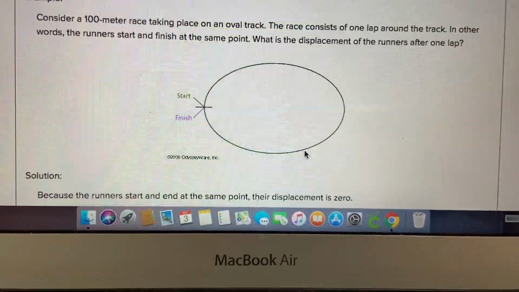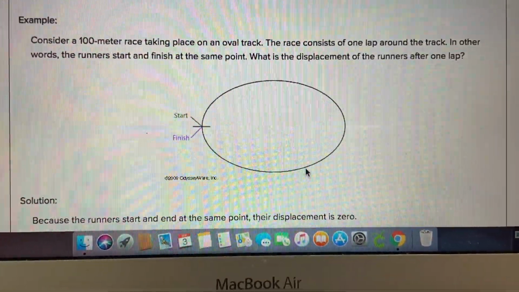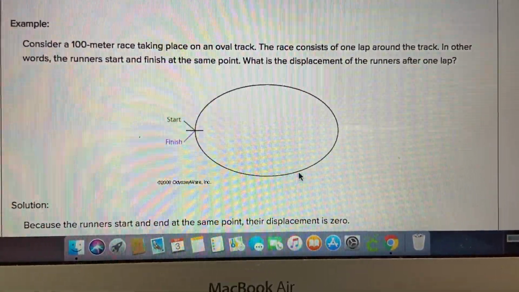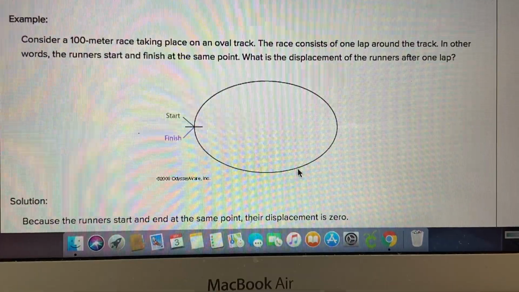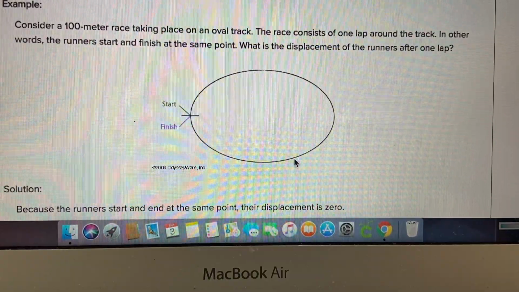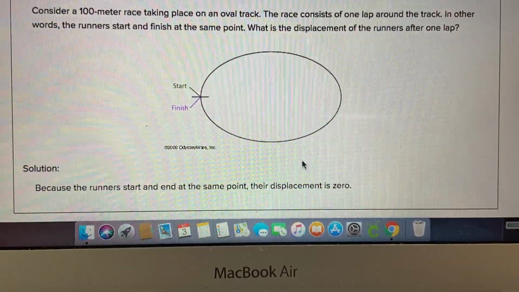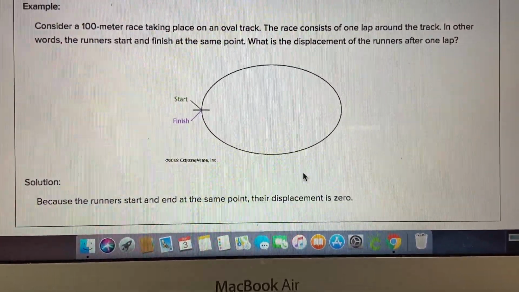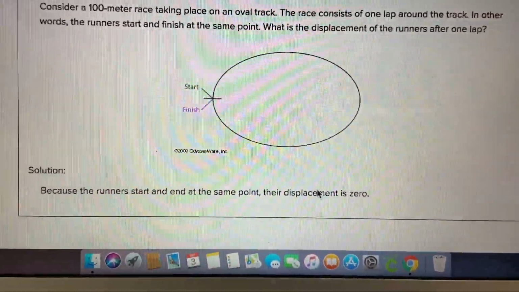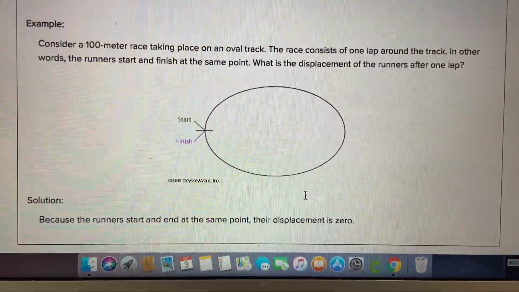Here's another example. Consider a 100-meter race taking place on an oval track. The race consists of one lap around the track. In other words, the runners start and finish at the same point. What is the displacement of the runners after one lap? Because the runners start and end at the same point, their displacement is 0, but not their distance. Their distance is 100 meters.